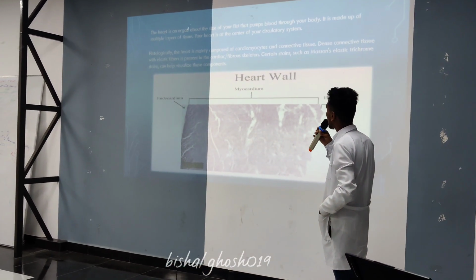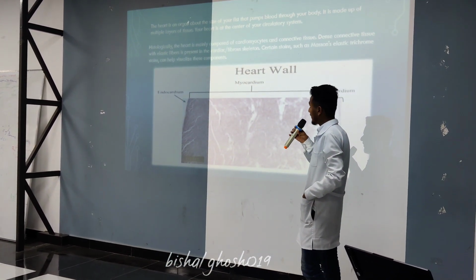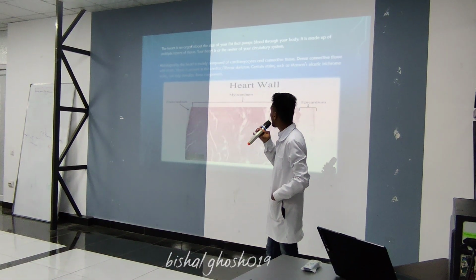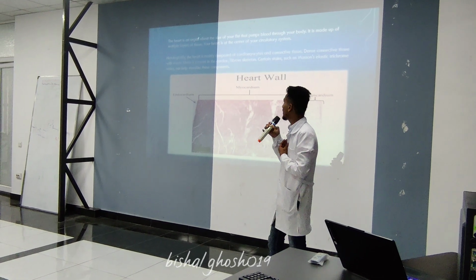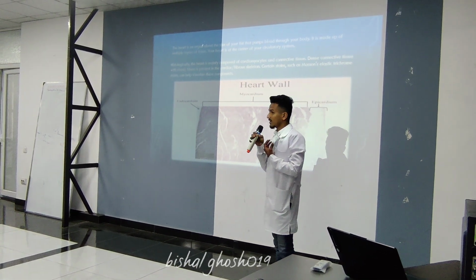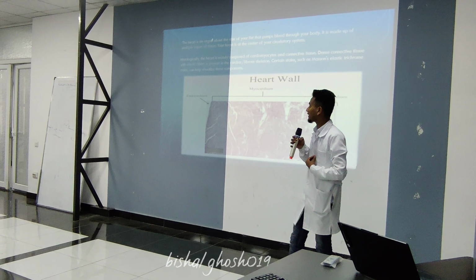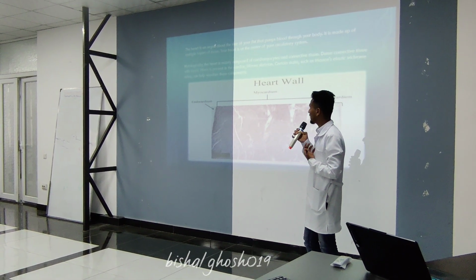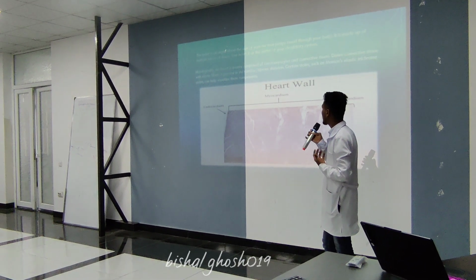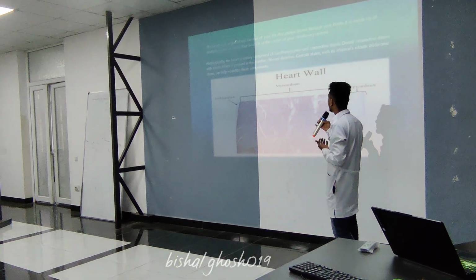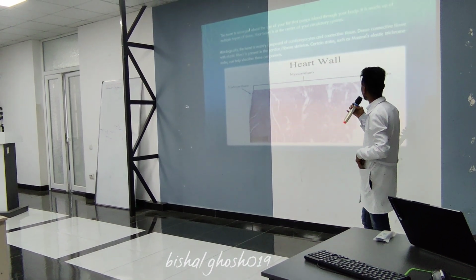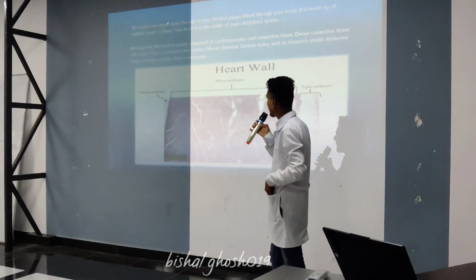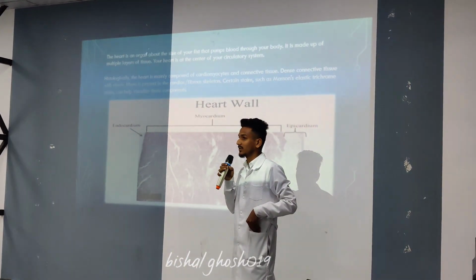It is made of multiple layers of tissue. Your heart is at the center of your circulatory system. Histologically, the heart is mainly composed of cardiomyocytes and connective tissue. Dense connective tissue with elastic fibers is present in the cardiac and skeletal muscles.